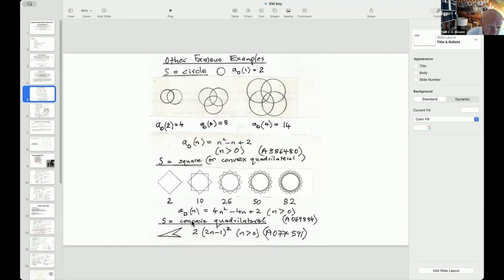Another companion to that, this works for convex quadrilaterals as well as squares. You don't gain anything by using a different shaped quadrilateral. You may as well use a square. If you have a concave quadrilateral, what if you poke in one side of the square? Then again, the sequence is roughly 8n squared.